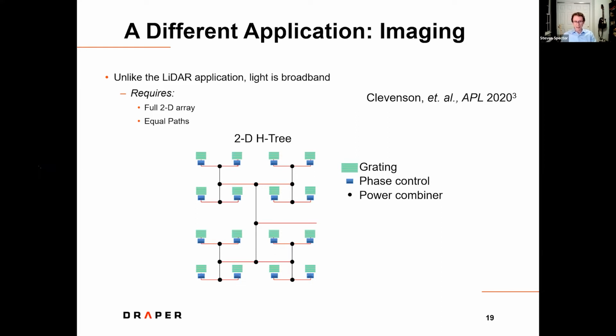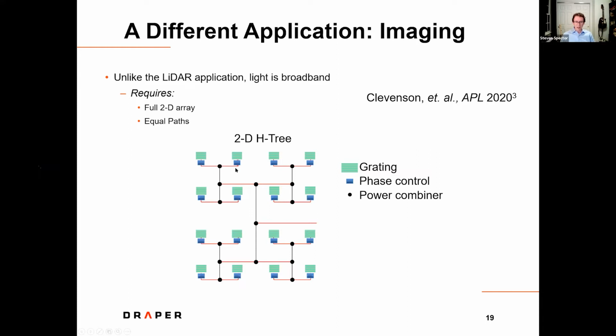The main thing, which leads to 2 things. One, you want a full 2D array because we want to be able to steer in 2 directions, and we can't use that wavelength trick anymore. So we have to do a full 2-dimensional phased array. Also, to get broadband operation, you have to make all the paths equal, because if there are differences in paths, then you get a difference in phase with wavelength.